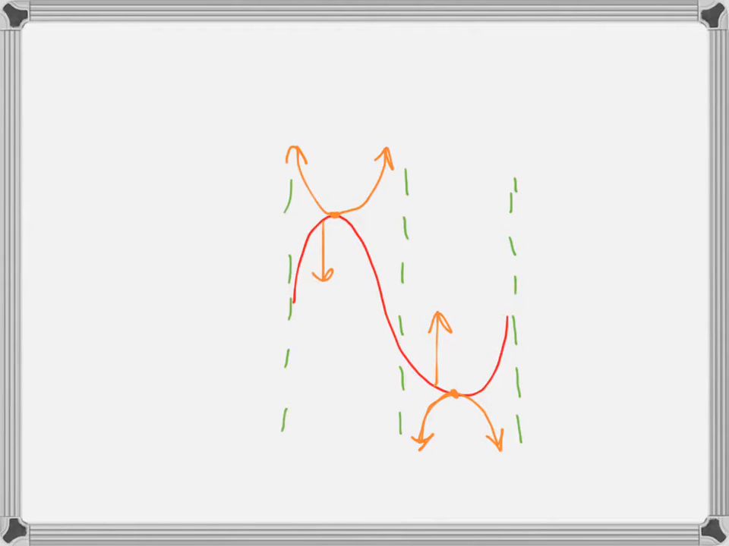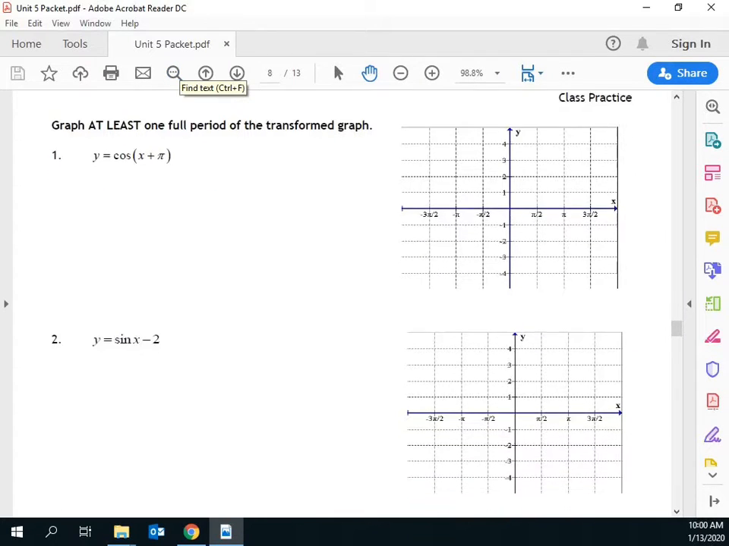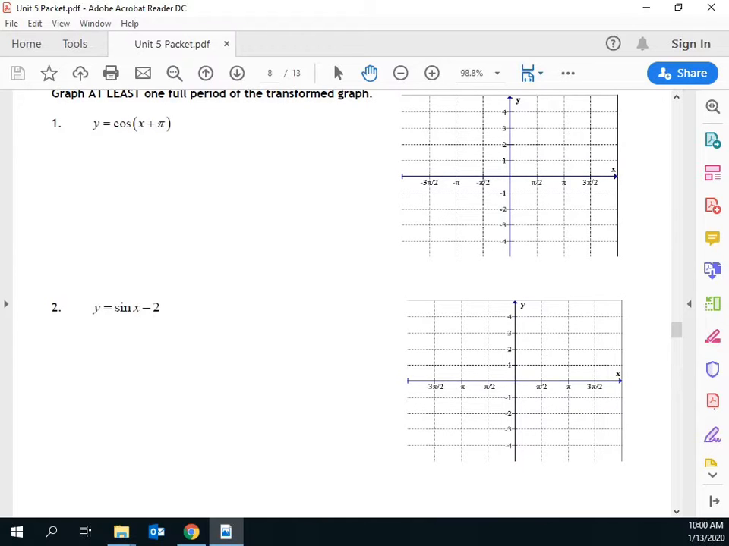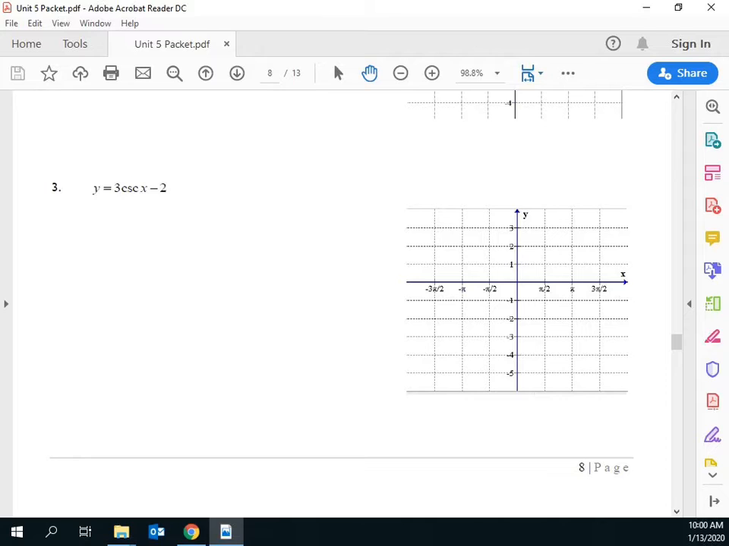Any questions about that one? All right. So let's go ahead. You graphed all of these except for number 3, right? Is that correct? Or should have? So you didn't graph any of these? You haven't graphed any of them? All right, let's get busy then. Let's graph some.